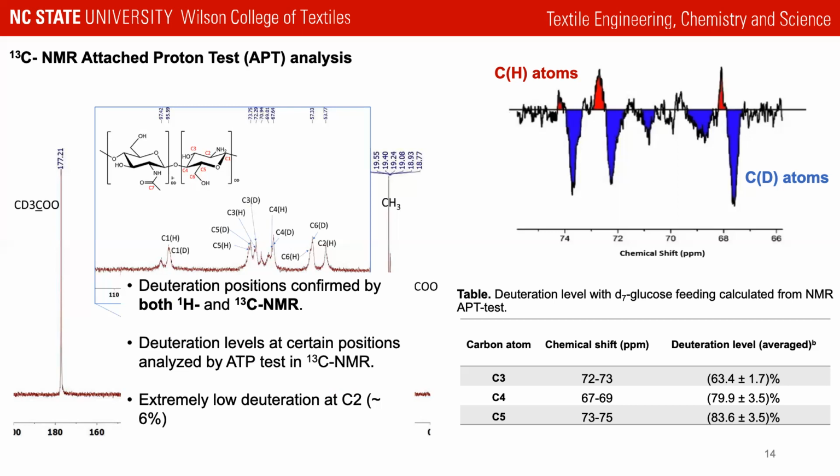Carbon-13 NMR also shows a lower deuteration level at the C2 position, the carbon that connects to the free amine group. This is consistent with our proton NMR results. C2, the carbon atom connected to the amine group, might come from other nutrients according to some proposed pathway.